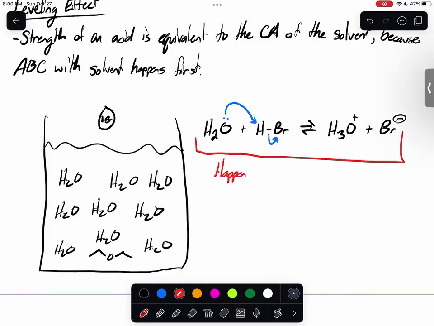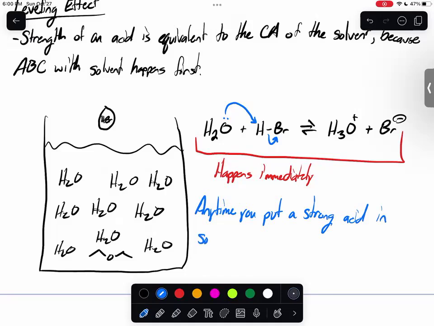right? Remember what we said in the last lecture regarding acid-base chemistry: it is one of the fastest reactions that you can do. So essentially, what we're saying is anytime you put a strong acid in solution, this is usually the first result.